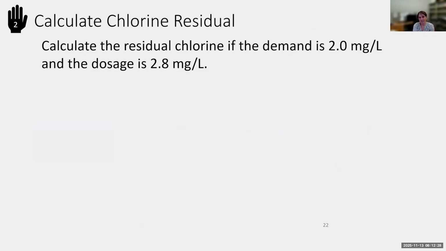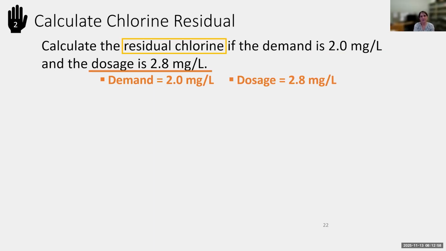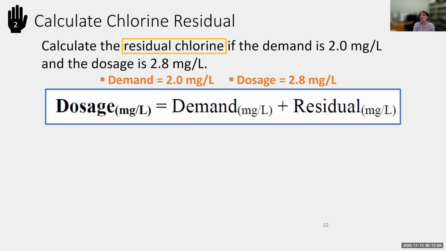So this problem instructs us to calculate the residual chlorine if the demand is 2.0 milligrams per liter and the dosage is 2.8 milligrams per liter. All right, so we're going to follow the same steps. The first thing we want to do is try to figure out what we are trying to calculate. So in this case, we want to calculate residual chlorine. Now let's look at the information that we're given. We're told that the demand is 2.0 milligrams per liter, and the dosage is 2.8 milligrams per liter. You know your dosage equation, so we have that.